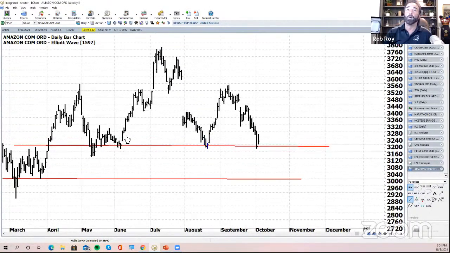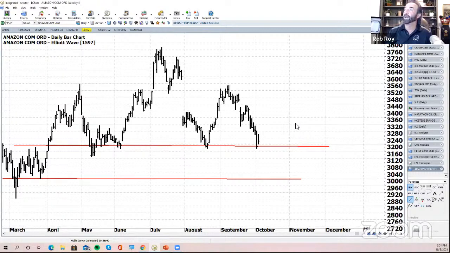But as long as it can hold this support that it's held for a number of months, moving into the time of the year where you think Amazon is a great stock for the holiday season coming up, Black Friday, etc. Hard to imagine it not being a good time of the year for that stock, and it could potentially bounce back to the upside. So 3,200 is the level. So I'm not wavering from that. Stays above there, still bullish. If it breaks below there, everything changes.